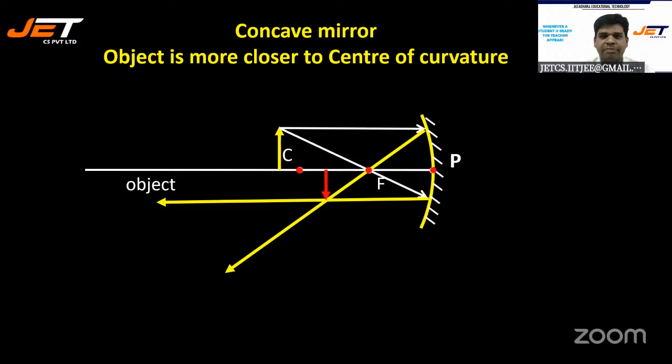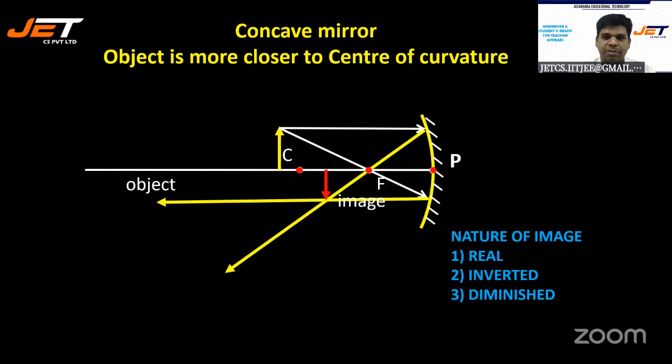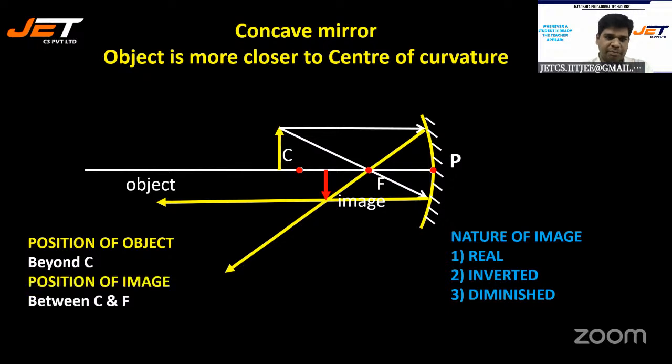What's happening? We have seen this ray tracing. We are just revisiting this ray tracing from the view of the nature of the image. We did talk of the nature of the image, but we are now being very specific about it. So the nature of the image is going to be real, inverted, and minified or diminished. Position of the object is beyond C, image is between C and F.